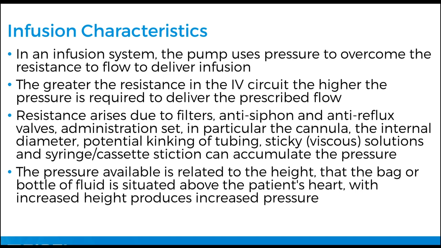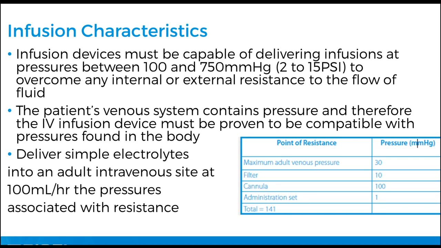The pressure available is related to the height that the bag or bottle of fluid is situated above the patient's heart. Increasing the height produces greater pressure. So infusion devices must be capable of delivering infusions at pressures between 100 to 750 millimeters of mercury to overcome any internal or external resistance factors.